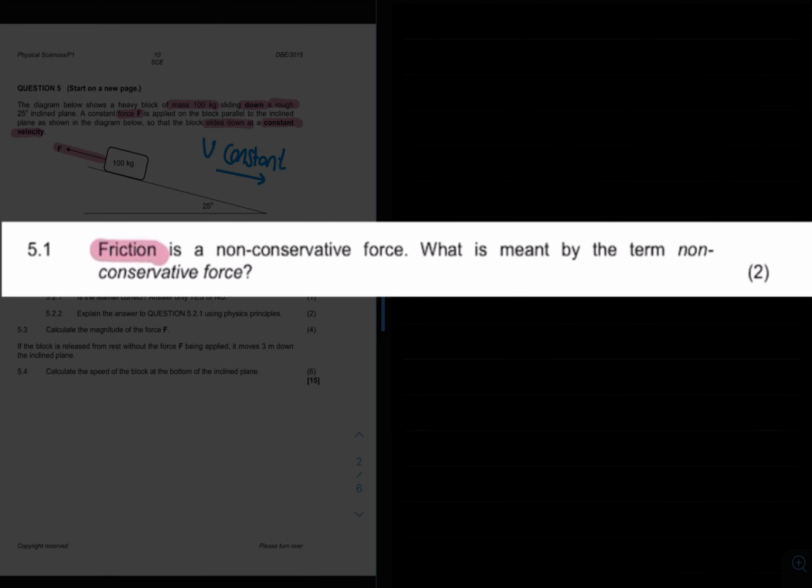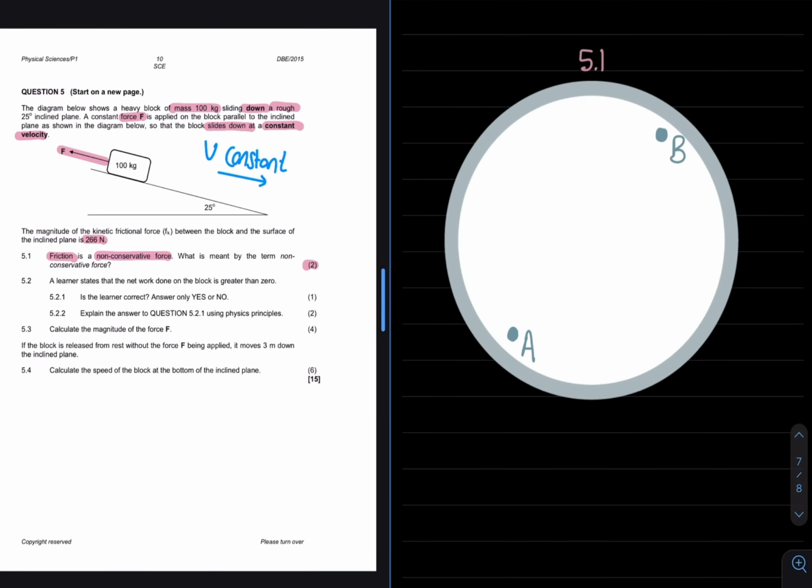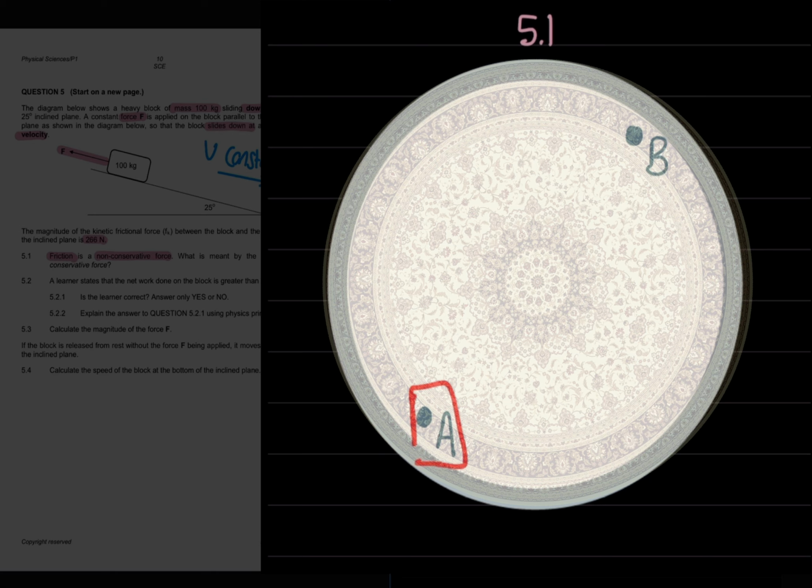5.1 then says that friction is a non-conservative force. What is meant by the term non-conservative force for a total of 2 marks? Now, in order to explain a non-conservative force, we can make use of the following mnemonic story. Imagine that this is a carpet and you are trying to move a little box from point A to point B. The first option that we have is to move it directly towards B.